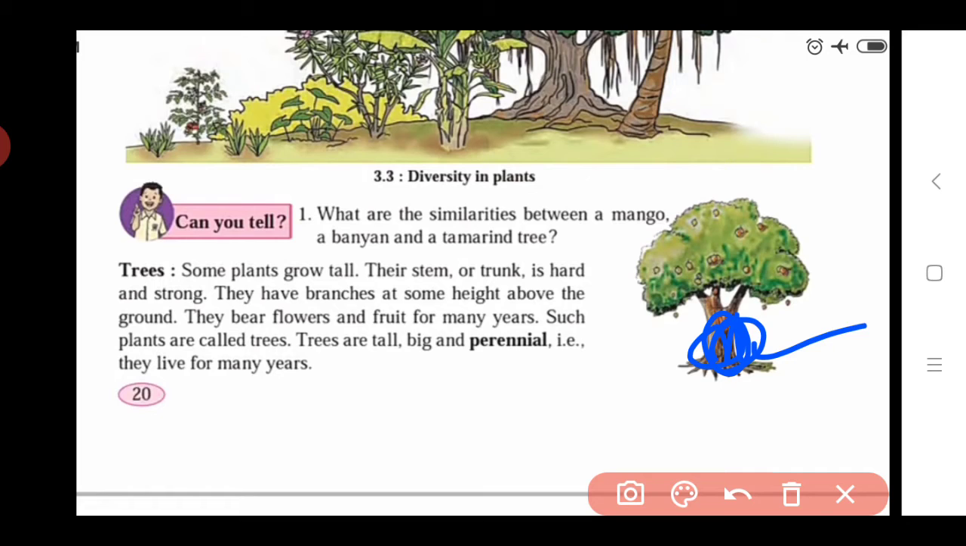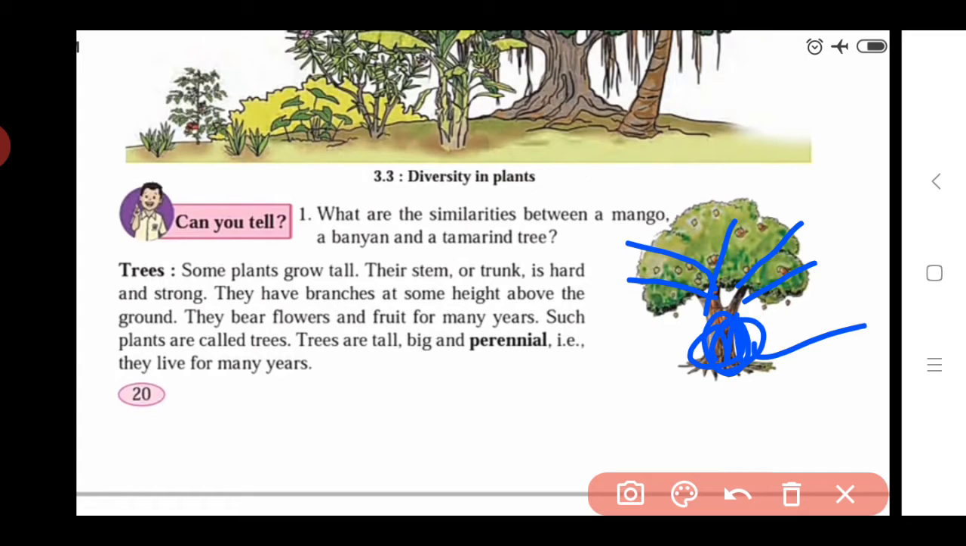So some plants grow tall, and after growing tall they acquire the stem in the form of a trunk, which is very strong and hard, and not easily cut. Such a type of stem is present in some plants. They have branches at some height. If we see the mango trees, they have such branches. At a certain height they spread their branches like this, so they bear flowers and fruits for many years.